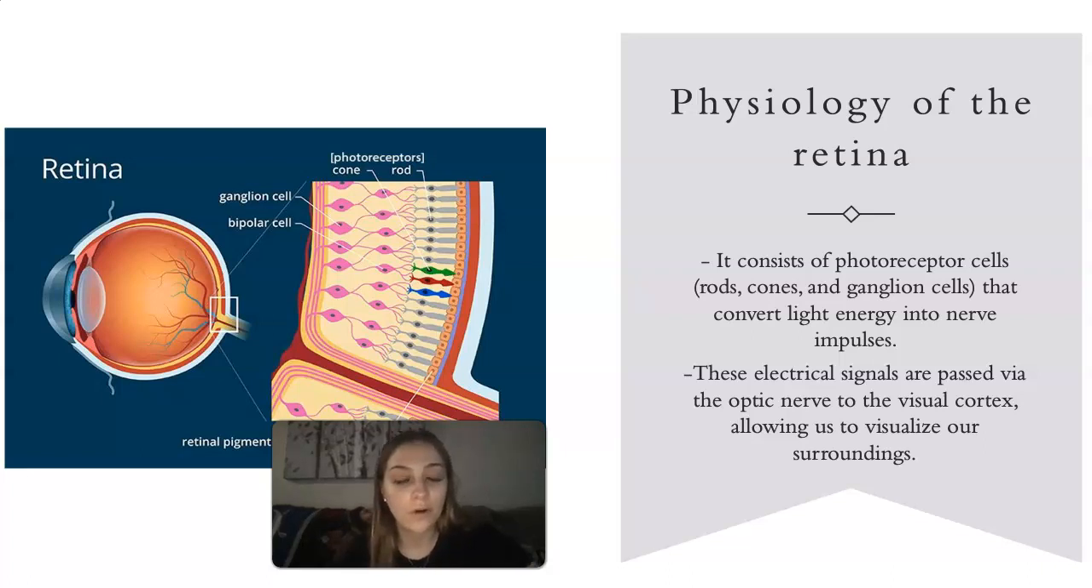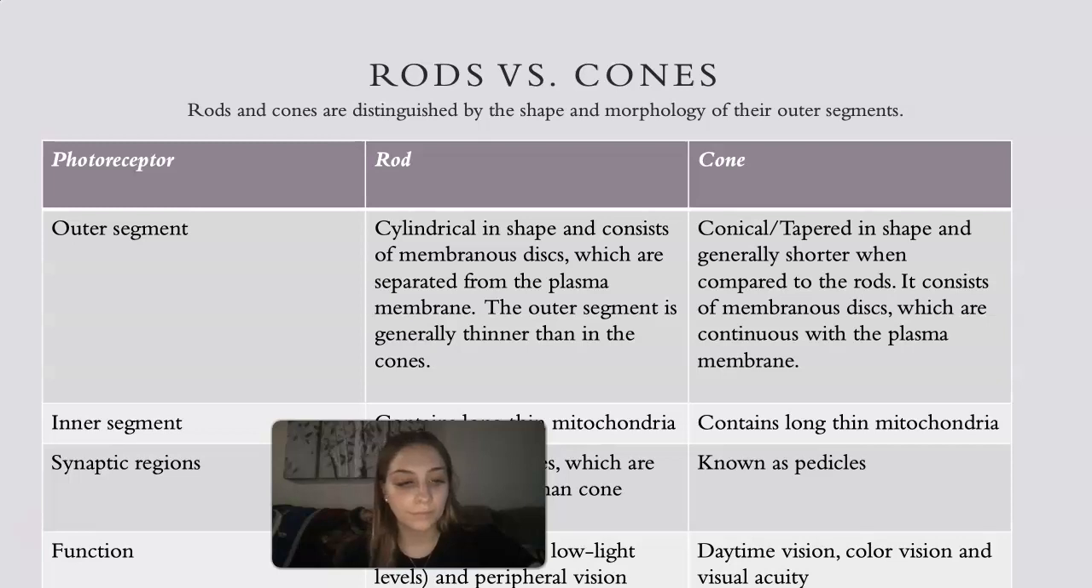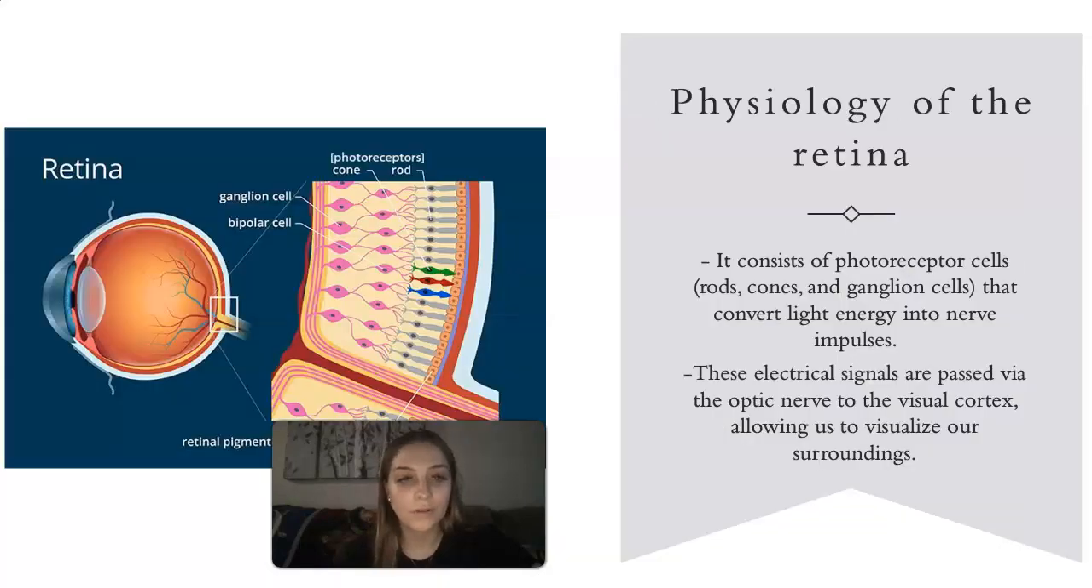So this photo to the left is a better photo for us to understand the photoreceptors, the cones and the rods, the ganglion cells, and the bipolar cells too. And we will get into the retinal pigment epithelium in a minute.